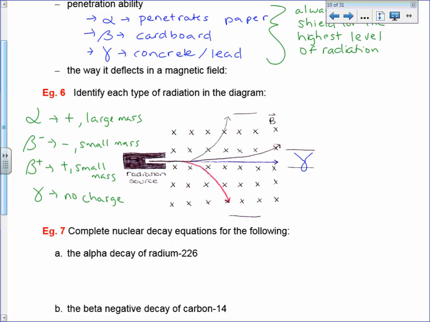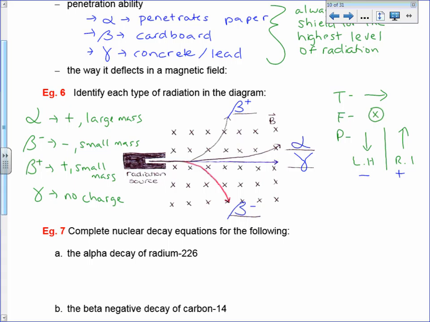And then we just use the hand rule. If I've got my thumb, my fingers, and then my palm, and my thumb is pointing to the right-hand side of the page and my fingers are going into the page, my palm points down on my left hand and up on my right hand. So that means these are the positive particles and these are the negative particles. The one that goes down is the negative particle, so that's beta negative. The two that go up are beta positive and alpha. The beta positive is going to deflect less because it has less mass, and the alpha particle is going to deflect more because it has a larger mass.